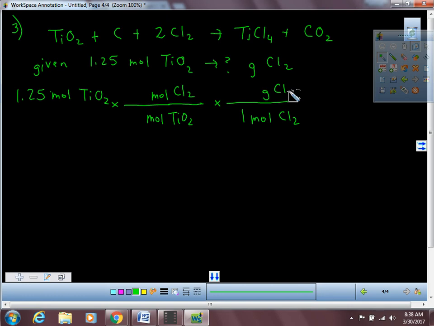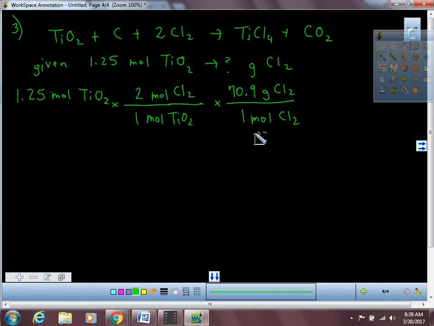So now we got some blanks to fill in. From our balanced equation, we can find the number in front of moles of Cl2 should be 2, and the number in front of moles of TiO2 should be 1. That part came from my balanced equation. Then for the grams of Cl2, where do I look? I look at the periodic table. So chlorine is 35.45, and there's 2 of them because it's Cl2. So it becomes 70.9.